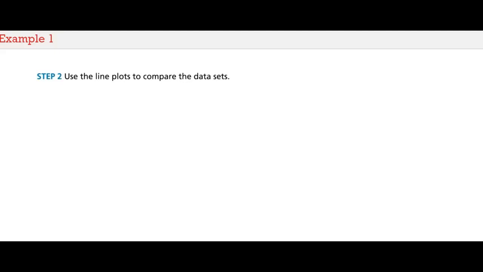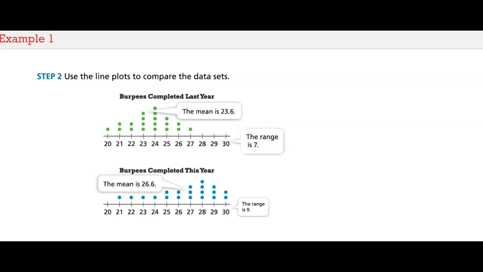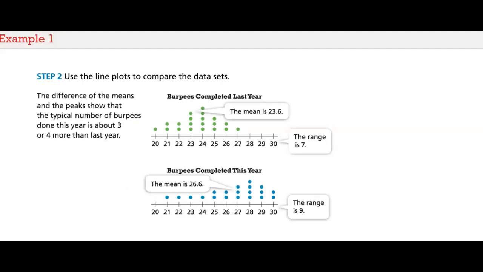Step 2. Use the line plots to compare the data sets. The mean of the data set for burpees completed last year is 23 and 6/10. The range is 7. The mean of the data set for burpees completed this year is 26 and 6/10. The range is 9. The difference of the means and the peaks show that the typical number of burpees done this year is about 3 or 4 more than last year.